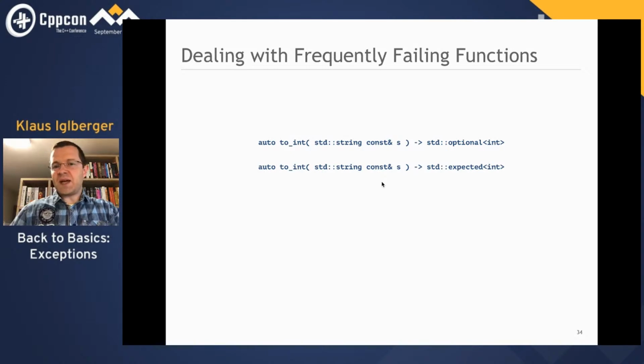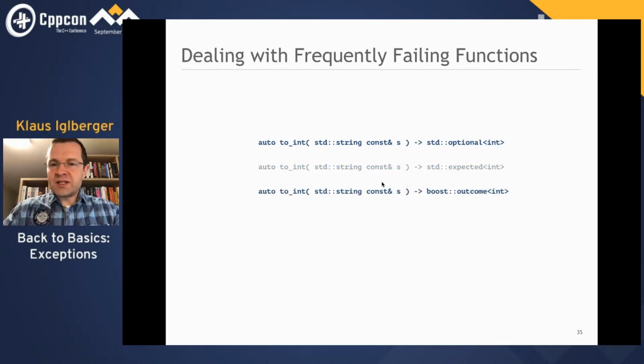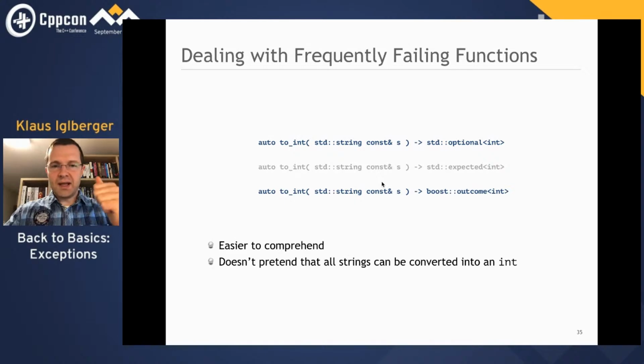For this reason, std::expected was proposed, which is a little closer to the actual thing. Either you get an int or something that represents an error. So it's a little closer, a little more specific, but unfortunately std::expected was not standardized yet, so it's not part of C++20. Perhaps an alternative is to rely on the original, Boost.Outcome, which is kind of the predecessor of std::expected. If you write this function like that, it's, I believe, a little easier to comprehend, because the function does not pretend that all strings can be converted into an int. It's a little easier to deal with this.